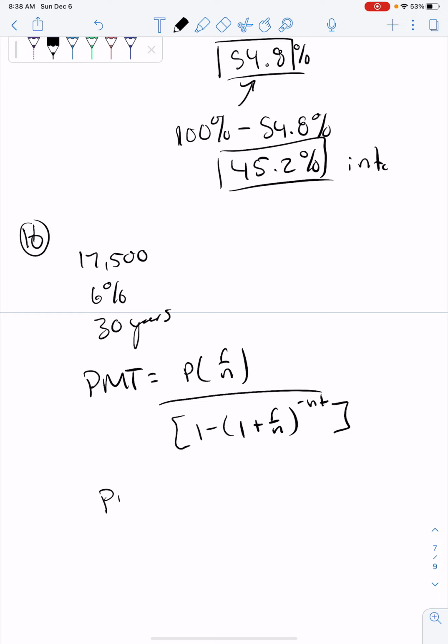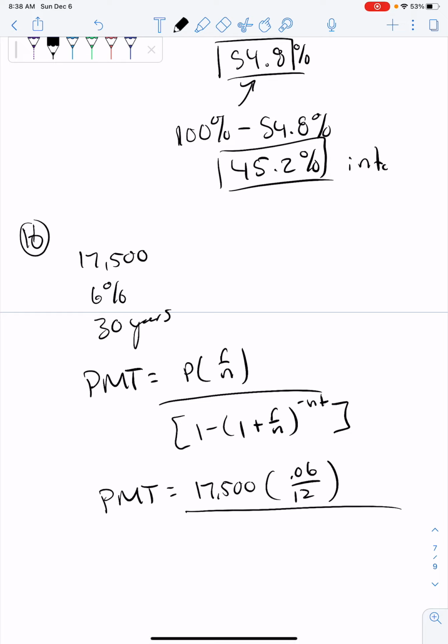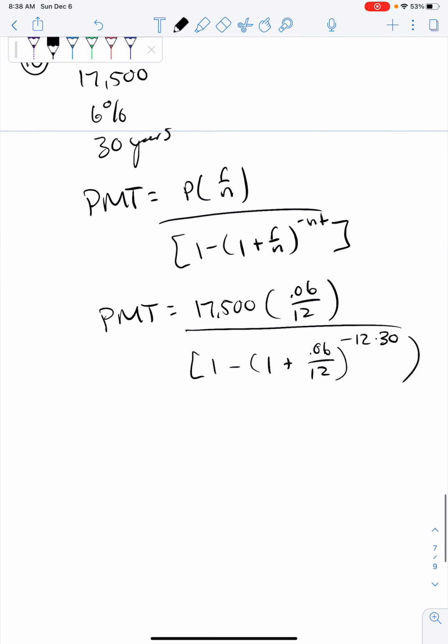So the formula that I would use is PMT equals 17,500 times 0.06 over 12, because I'm making monthly payments. And then on the bottom, I would get 1 minus 1 plus 0.06 divided by 12, raised to the negative 12 times my number of years. This time I'm paying it off in 30 years. I'm going to take 30 years to pay off $17,000. That's a long time. So when I put that in my calculator, my answer comes out to be $104.92. So that would be my monthly payment.